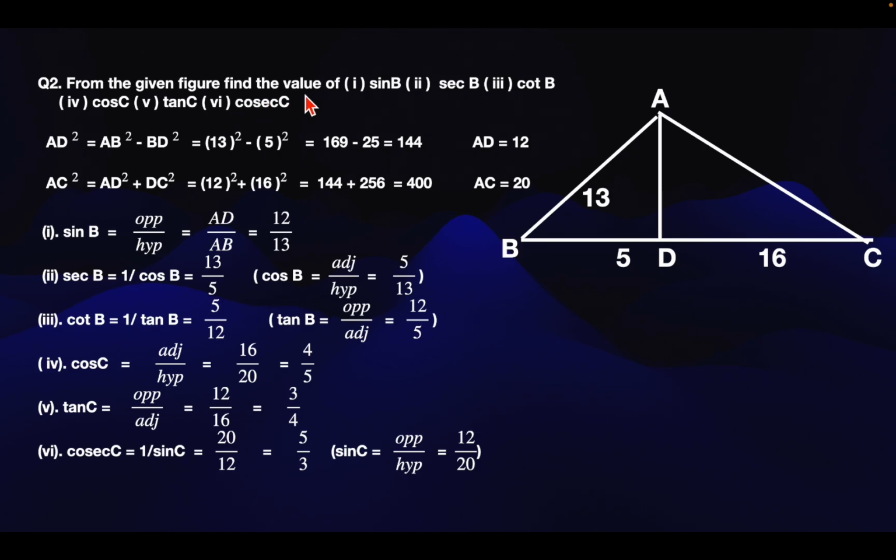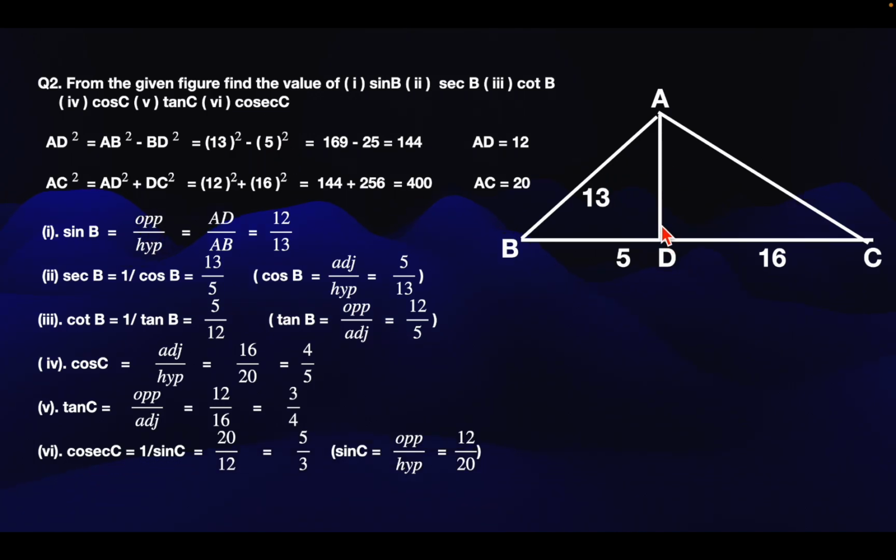From the given figure, find the value of... Let's first look at the given figure. They have given us these lengths. First let us find out AD. This is a right angle triangle ABD. Use Pythagoras theorem. So AD square is equal to AB square minus BD square. Simplify, and you will get AD as 12.